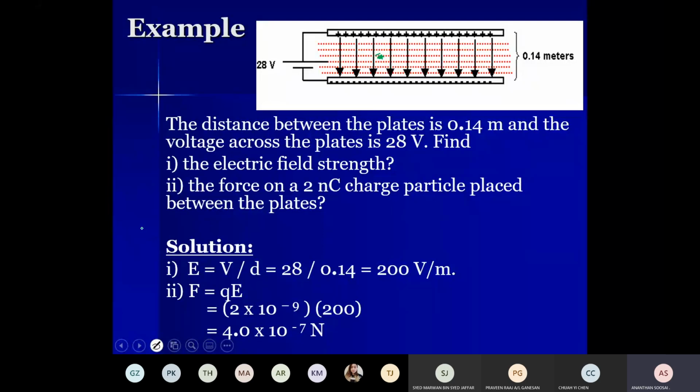Okay, now in which direction will the force be experienced? If a positive 2 nanocoulomb charge is placed between the plates, it will move directly down towards the negative plate. The force should be directed parallel to the field line, must be parallel to the field line. In the exam, if they ask you to draw the force, you must draw it parallel to the field line.